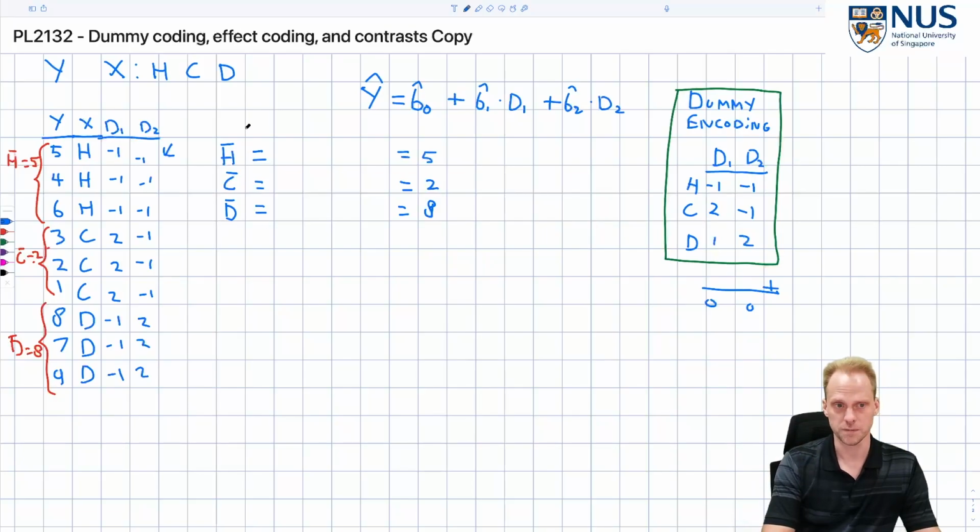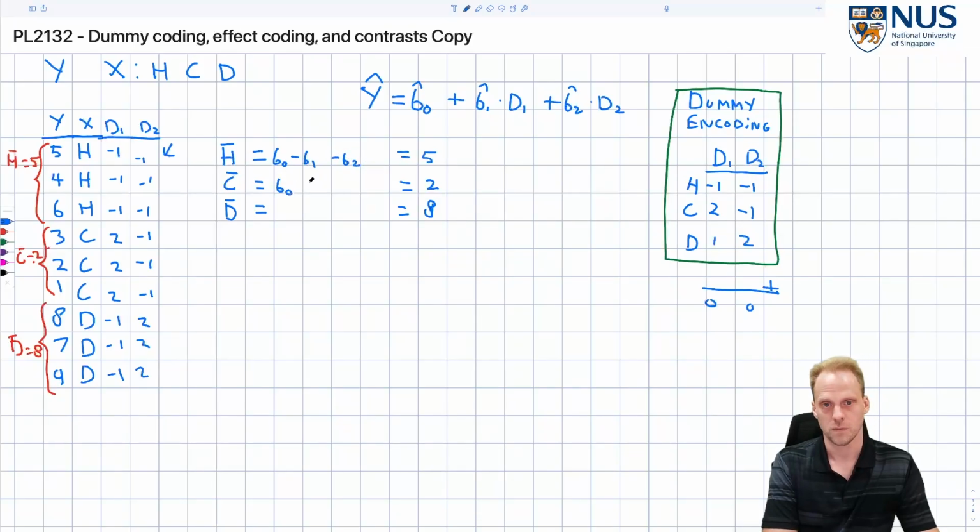So what's happening here? What is the average of happiness now? Well, we can see we have this B0 still, right? Then plus B1 times minus 1, so minus B1, plus B2 times minus 1, so minus B2. Right? For cats, we have B0 plus 2 times B1 minus B2.